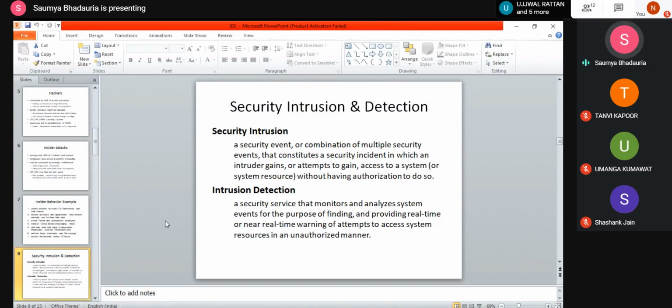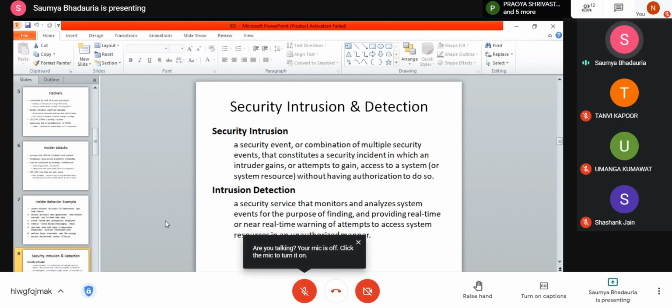Here, one example of a possible intrusion is trying to access a system without having authorization. So it would obviously be classified as a possible case of intrusion. Once any event which can be classified as an intrusion occurs, as of now you have not detected it as an intrusion. You are classifying it as a security event.